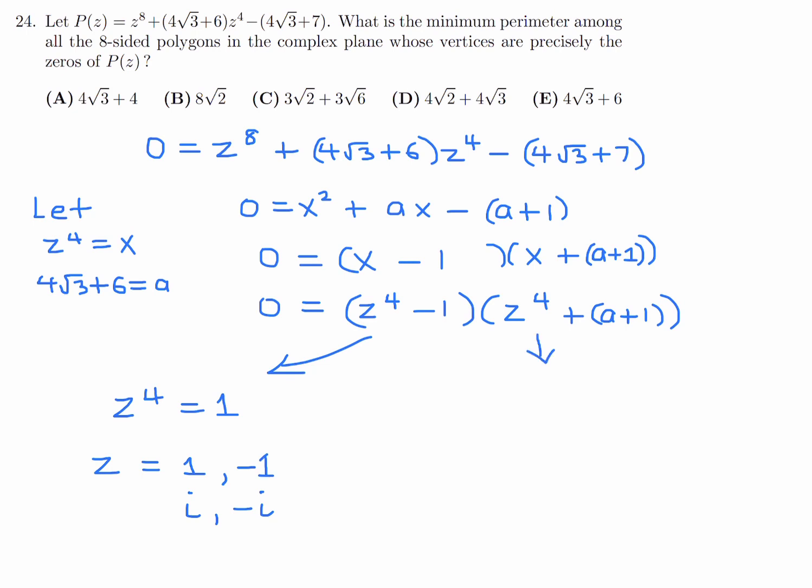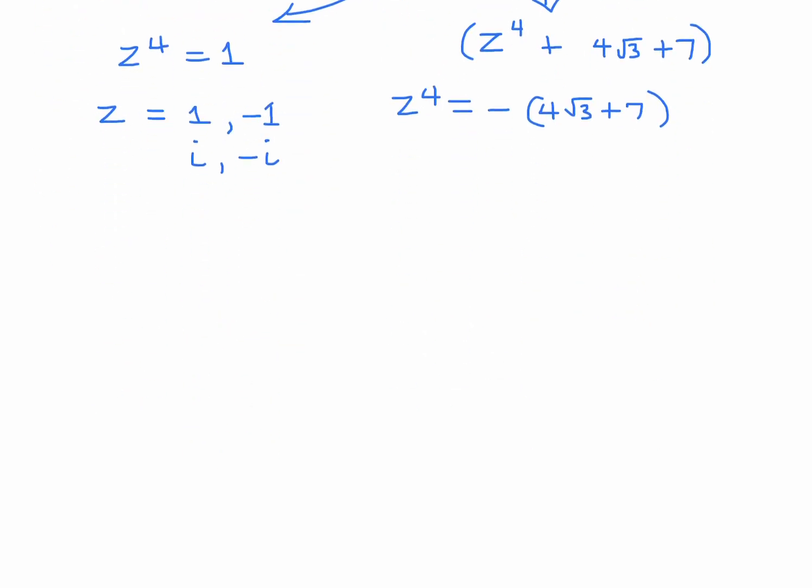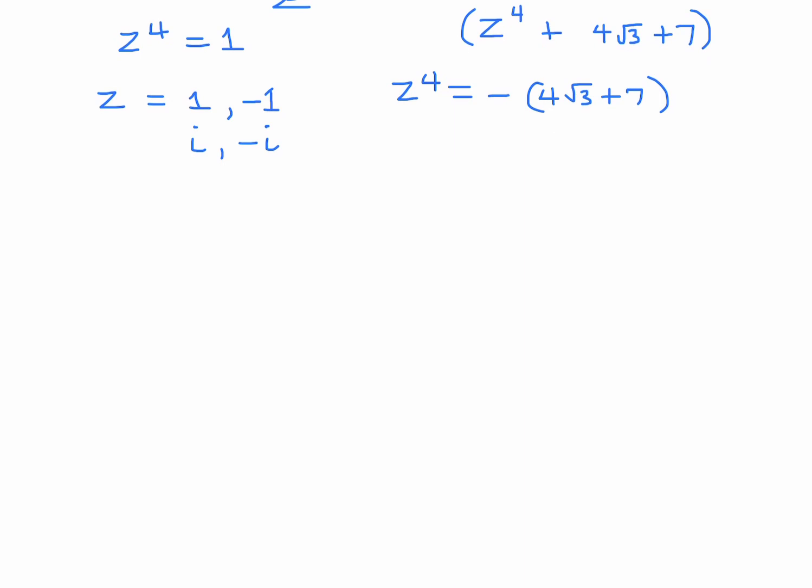This one is a little bit more challenging because we have z to the power of 4 plus a, and that's 4 root 3 plus 6 plus 1, so plus 7. That's what that is, and that has to be 0. So that means z to the power of 4 is negative 4 root 3 plus 7. Now that is not as simple as the other one, but there's a few manipulations that can be used to help us. So notice the following.